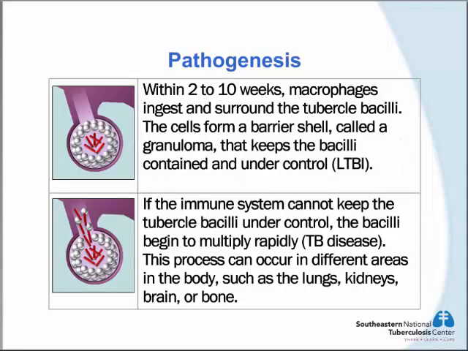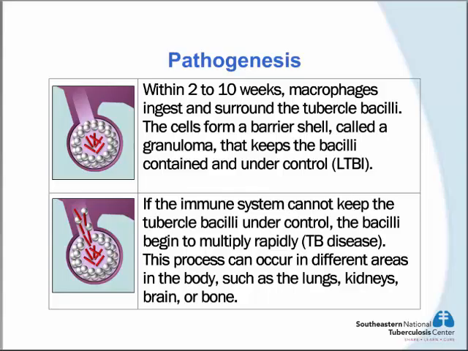So within 2 to 10 weeks of the original infection, when the bacilli reach the alveoli, the macrophages in the lower airways ingest these tubercular bacilli, and they form a barrier shell around it, what we call a granuloma, and this keeps the bacilli contained and under control. So the MTB bacilli in the macrophages can stay alive and become latent. So they're not actively multiplying, but they're not dead. And this is what we call latent TB infection.